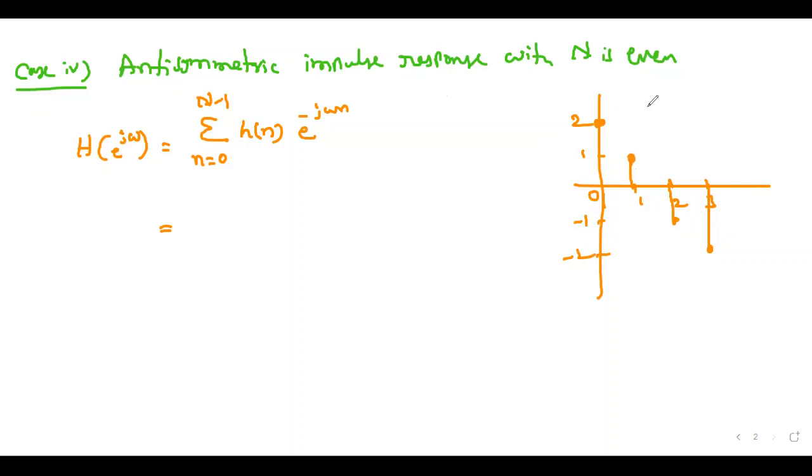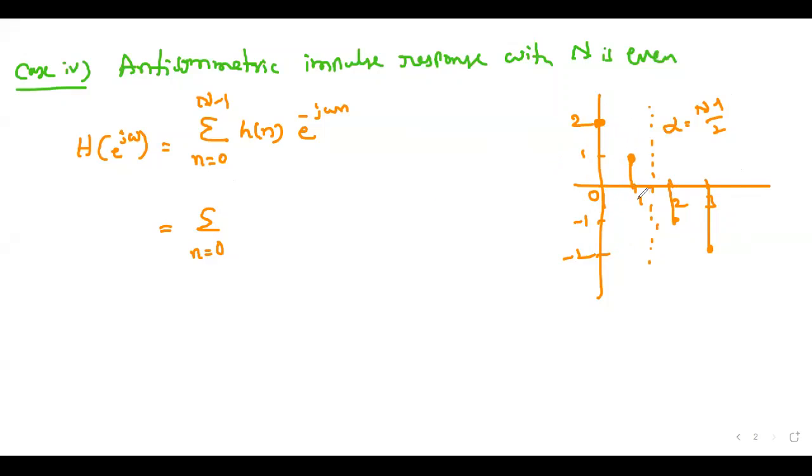Since N is even, the center of symmetry is in the middle of these samples, which means the center of symmetry is not an integer. So exactly we can divide the total h of n into 2 equal parts. The first part has these samples and the second part has these samples. So there is no middle sample here. Therefore, this summation can be split into 2 parts.